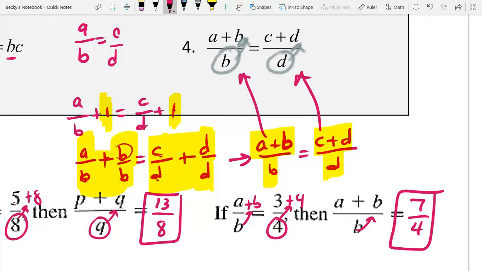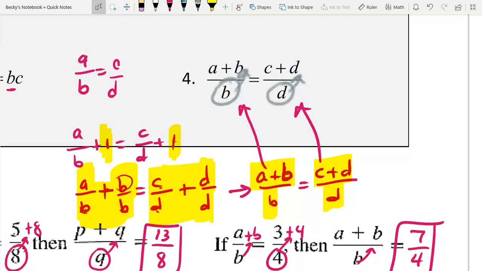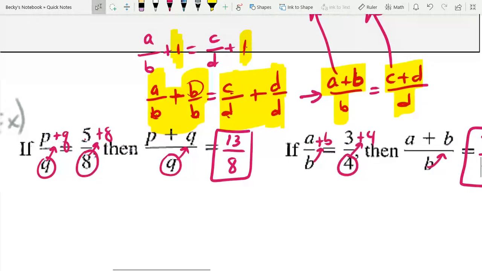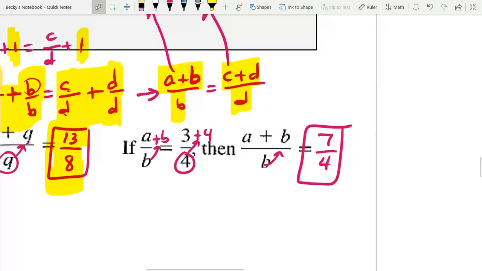So that's what's happening. We're taking whatever the denominator is and we're adding it to the numerator. It's kind of weird, but it's really not so bad. If you look at this example here, I'm taking the Q and adding it to the top. And so that means you're going to take the 8 and add it to the top to get 13 over 8. Here, I take the B, add it to the top, take the 4 and add it to the top. And so that's how you get 7 over 4.